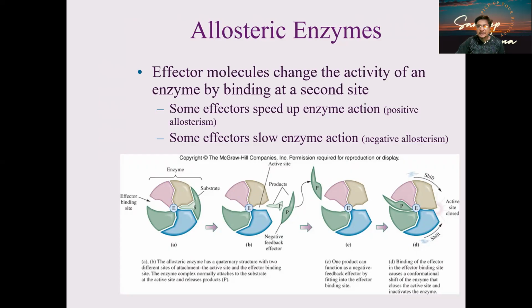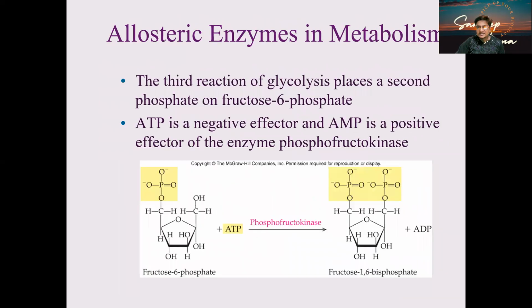Positive allosterism will always increase the relaxed form, whereas on the other hand, the negative allosteric effectors or inhibitors will always make the protein stay more in the tight conformation. So these conformational changes are very, very important for the activity to take place.